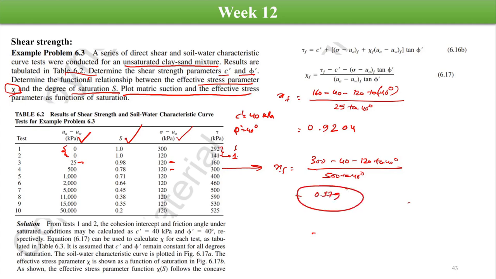So here if you see, as the value of u minus uw is increasing, the value of xi f will keep on decreasing. Okay, so there is an inverse relationship between the value of xi f and the value of u minus uw. In a similar way we can obtain the value of xi f for all the values of matrix suction, right? Please have a look at how we have solved it, and do let me know if you face any problem.